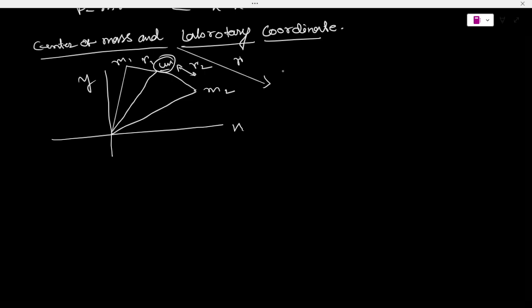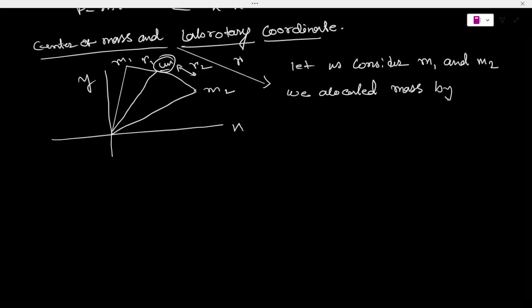So let us consider m1 and m2 located by the radius vectors r1 and r2 with respect to the origin O. Clear?